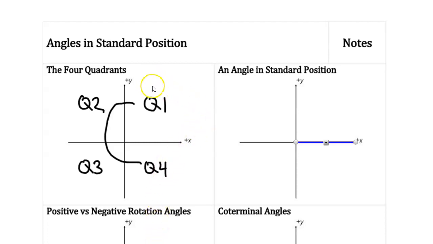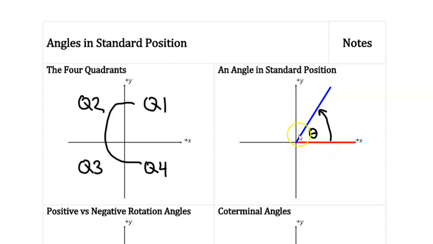Now, what is an angle in standard position? Well, over here I've got an angle. I can create an angle by rotating this blue arm in a counterclockwise direction, and I end up with an angle right here, which I'll call theta. This is what we would call a rotation angle, and this rotation angle is considered to be in standard position.